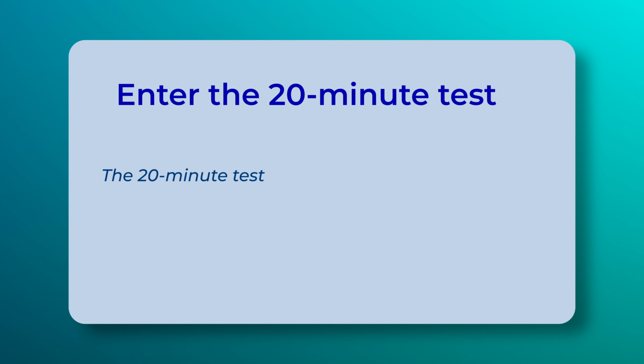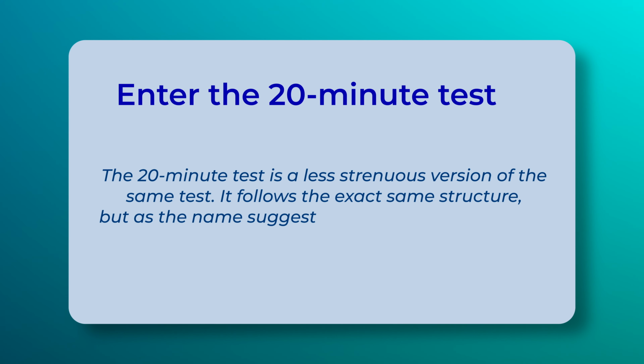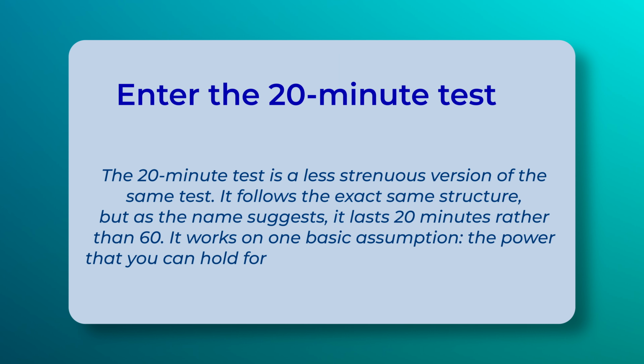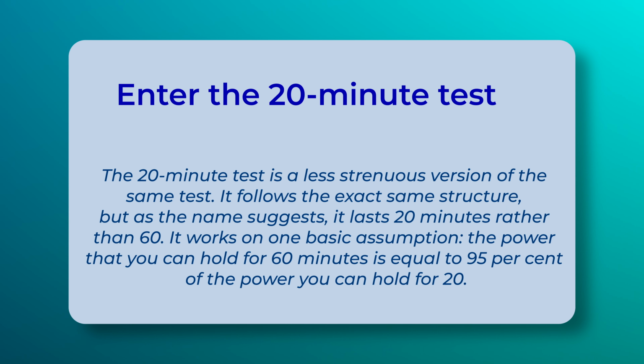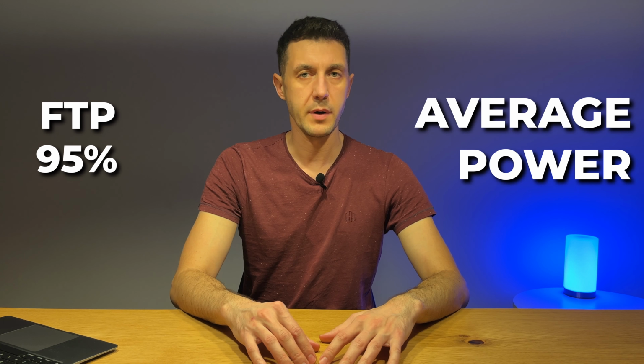One of the best known testing methods is a 20-minute test. You ride at your highest sustainable power for 20 minutes. FTP is calculated as 95% of the average power output for the 20 minutes.